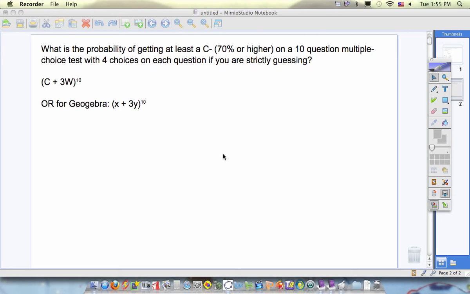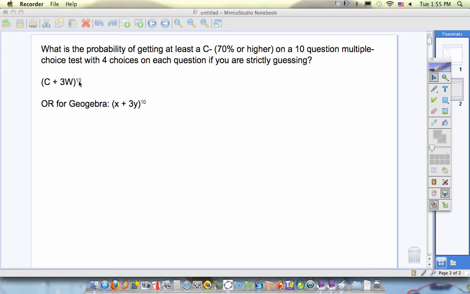Okay, so you can also use these polynomials for dealing with guessing on test type questions. If a multiple choice test has 10 questions and each question has 4 choices on it, what is the probability that you get at least 70% if you're strictly guessing? So there's 1 correct option and 3 wrong options. So I just use C for correct and W for wrong. We're looking at 10 questions, so we did to the 10th power.